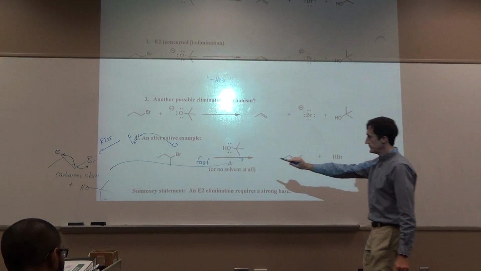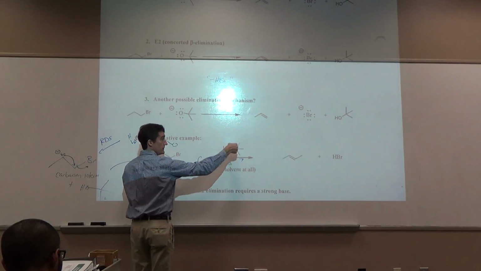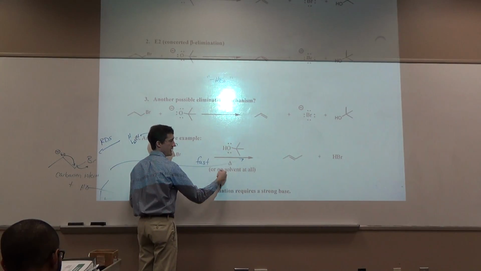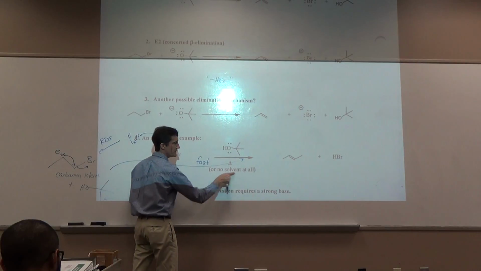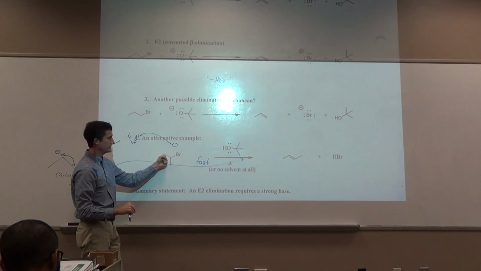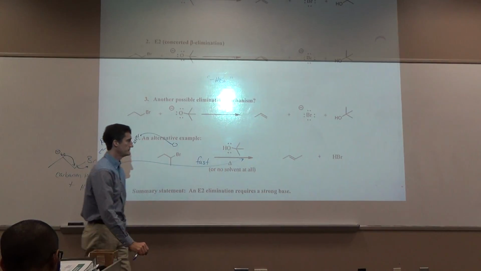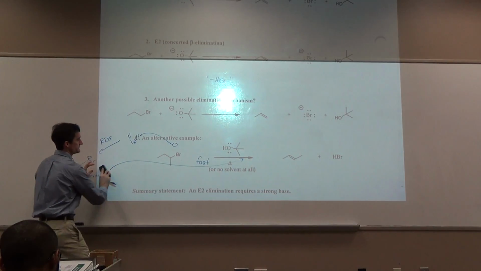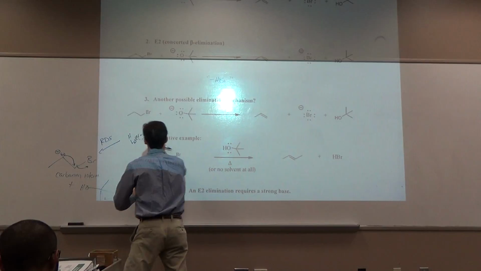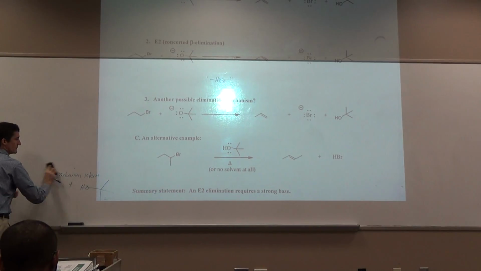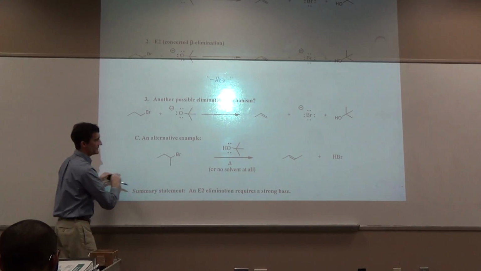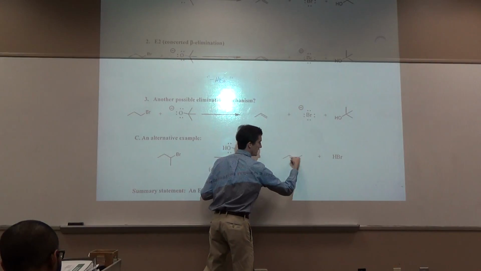We can take this alkyl halide and just take neutral butanol and just heat it. Or you can actually do this with no solvent at all. Just heat this guy with no solvent. We can get this alkene plus HBr. Okay. Now this is clearly an elimination reaction because we eliminate HBr.